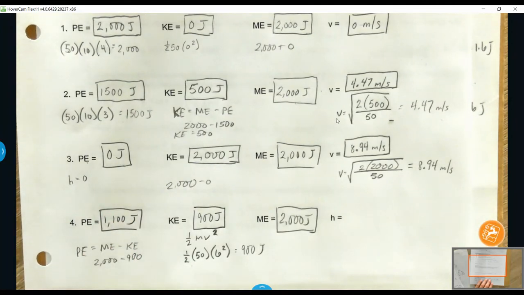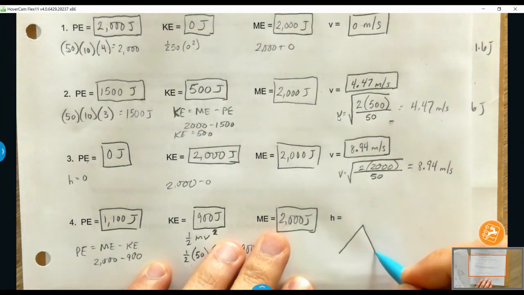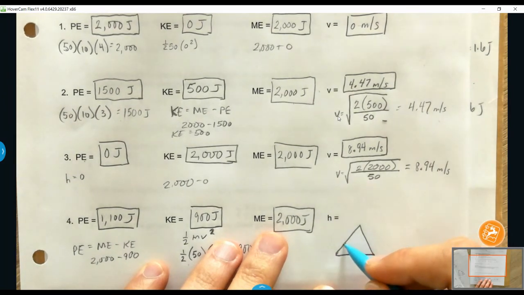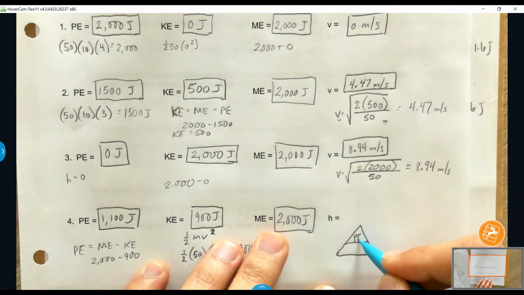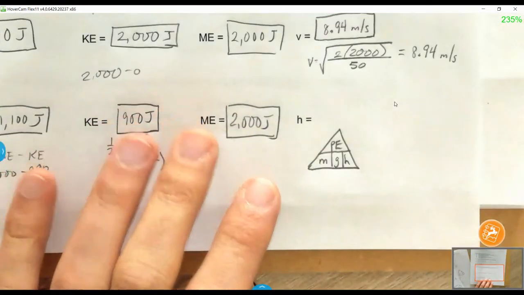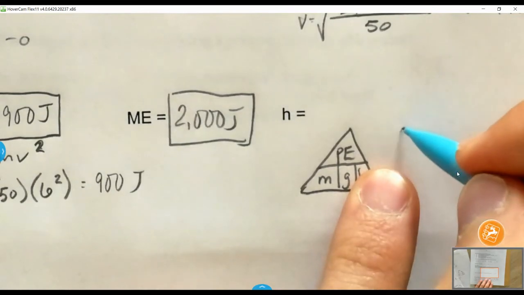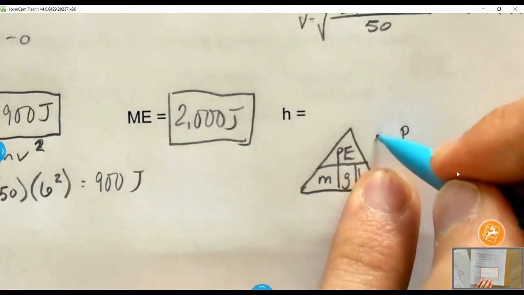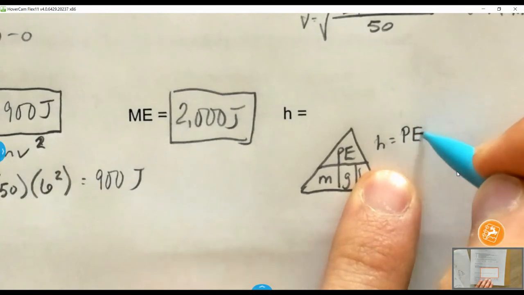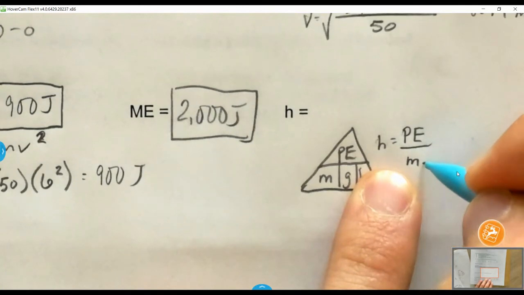All right, well, now we got to find the height. How the heck do we find height? Well, remember our triangle for potential energy. PE's on top, M times G times H on the bottom. Now, if we want to solve for H, cover it up in the triangle. And what does it tell us to do? Well, PE's on top, so H will equal PE divided by, since they're next to each other, you multiply, so divided by M times G.